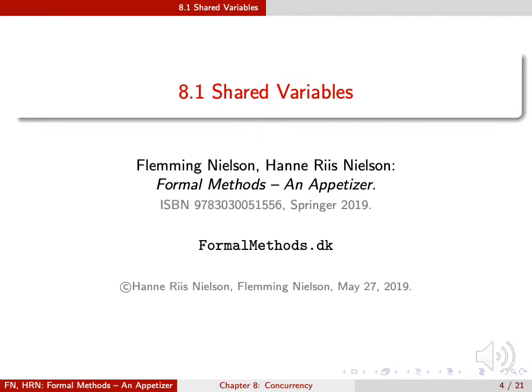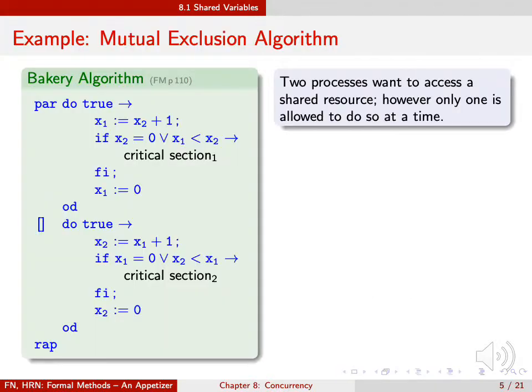We now go into the details of the first means of communication, namely using shared variables. It is useful to study a concrete example, and here we consider the mutual exclusion algorithm called the bakery algorithm. Its purpose is to ensure that only one of the parallel processes is in its critical region at the same time. On the left, we show a parallel program with two processes.